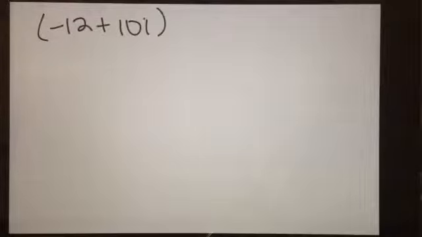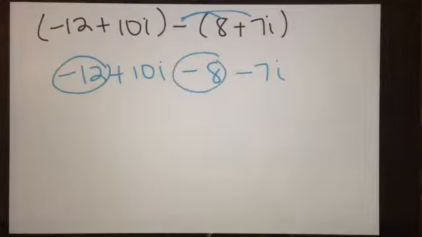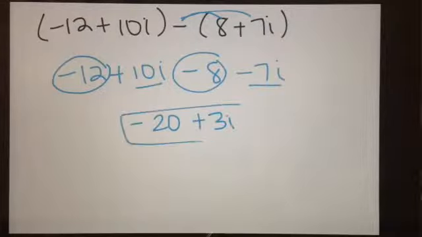Alright, next example we're going to look at is subtraction: (negative 12 plus 10i) minus (8 plus 7i). When you do these, it's just like when we were operating with polynomial functions. You just have to make sure that you distribute that negative. So I've got negative 12 plus 10i, and then I'm subtracting 8 and subtracting 7i. When I combine like terms, I get negative 20. And then when I do 10i take away 7i, I get positive 3i.